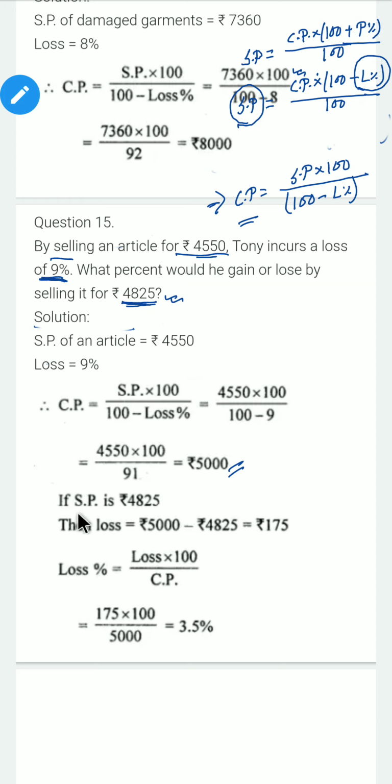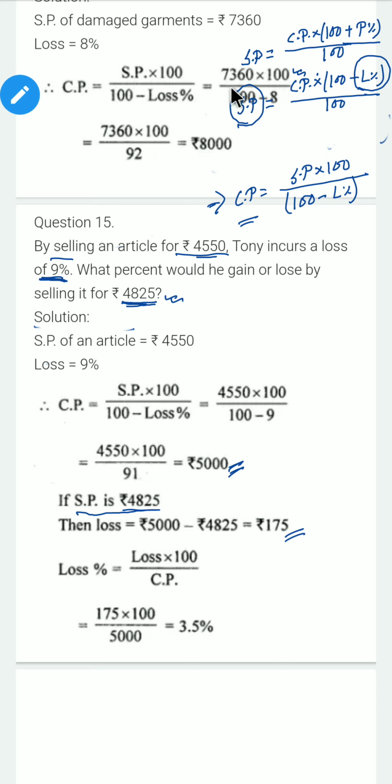So this one is the selling price, and this one is the cost price. So does a loss happen or a profit happen? There is a loss because cost price is greater than the selling price. Whenever cost price is greater than the selling price, that time loss happens. So how much loss happens? 175 rupees.